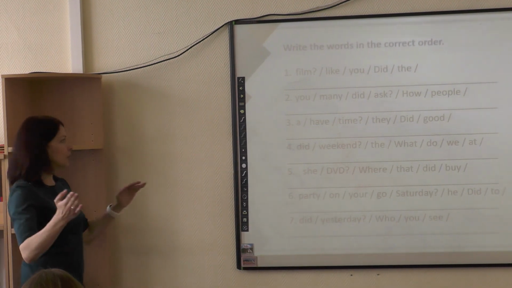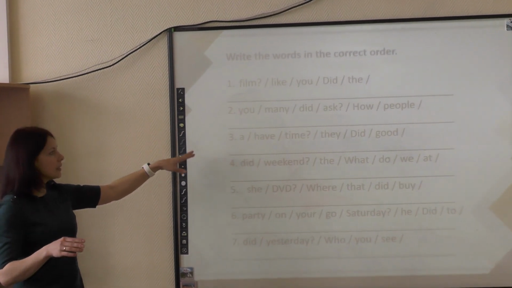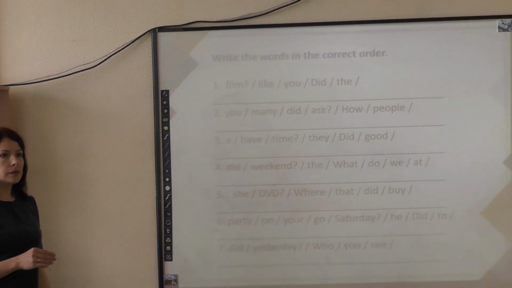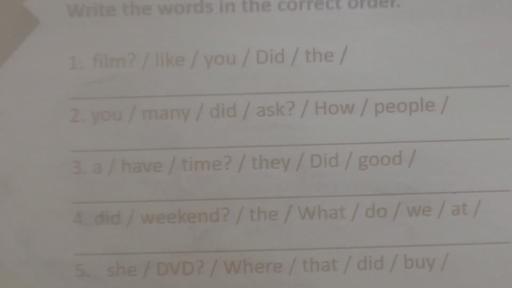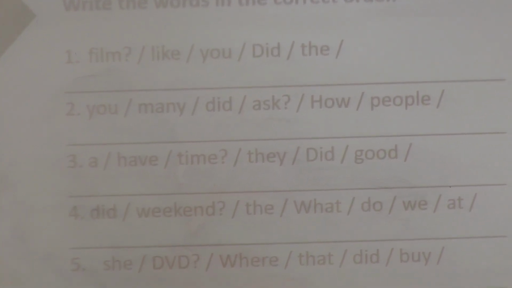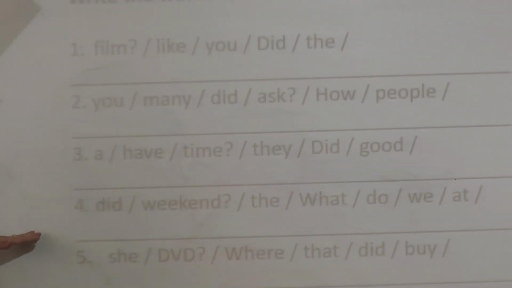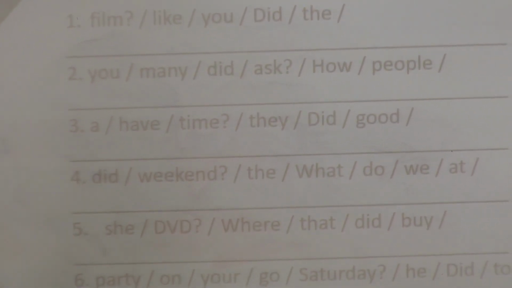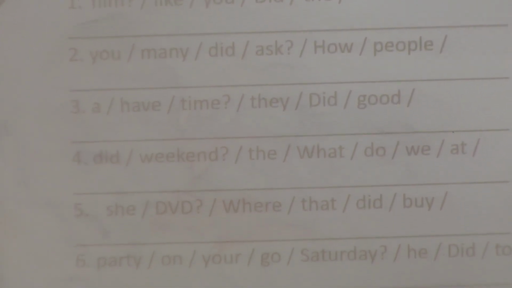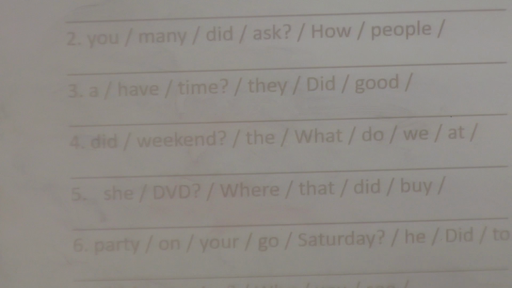Who will read? Katya, can you? Did they have a good time? Very good, no mistakes. Did they have a good time? What about number 4? So, Irina, can you? Daniel. What did we do at the weekend? Very good, great, perfect, no mistakes. What did you do at the weekend? It's right.